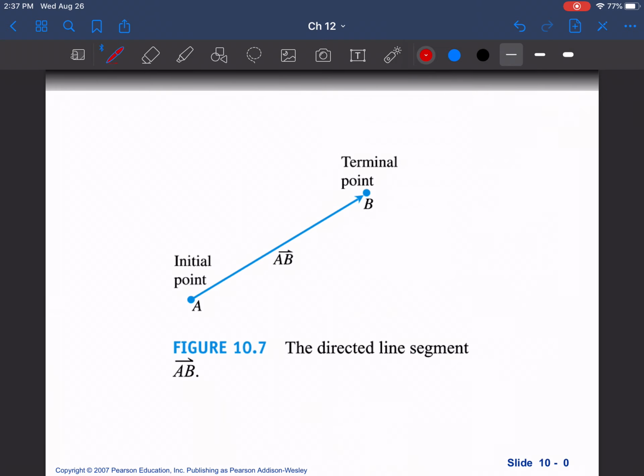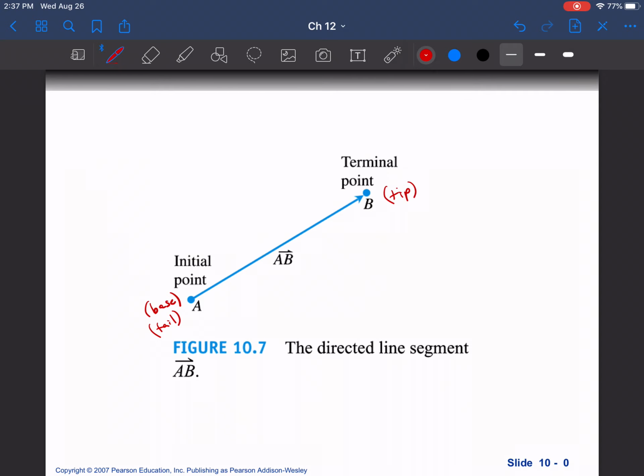Well, first off, what is a vector? We're going to start by looking at this. Basically a directed line segment, essentially an arrow. It's an arrow that has an initial point, sometimes called the base of the vector, and then has a terminal point. Sometimes that's called the head of the vector. Sometimes this is called the tail of the vector, and this is called the tip. So different names for those ends.